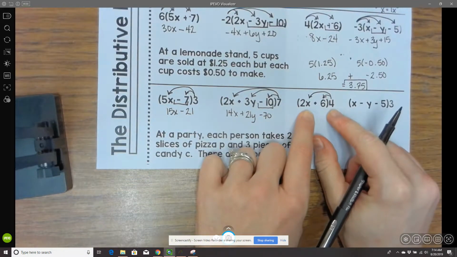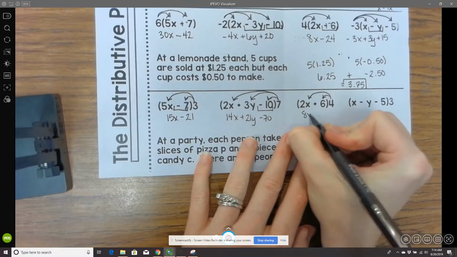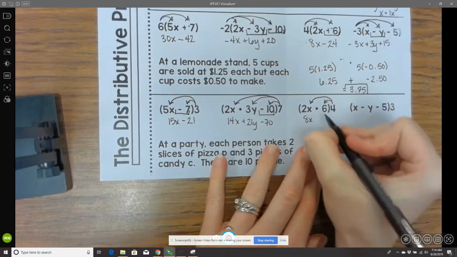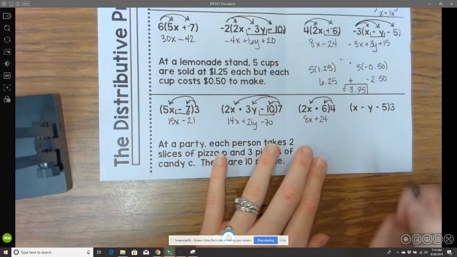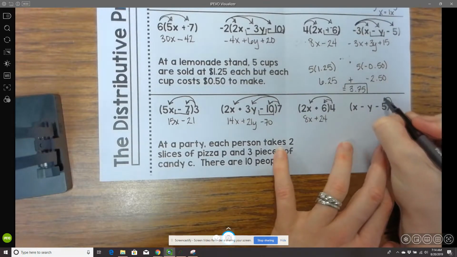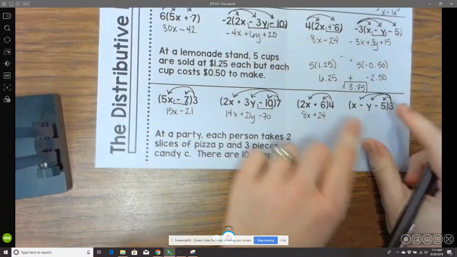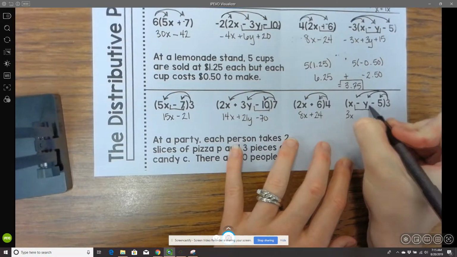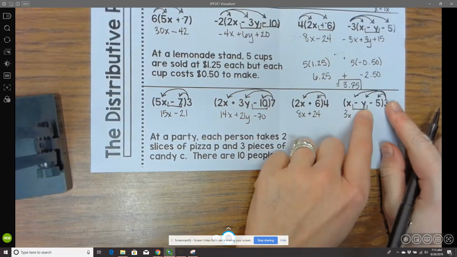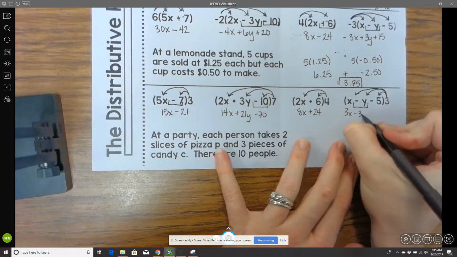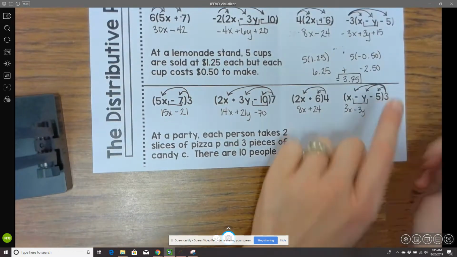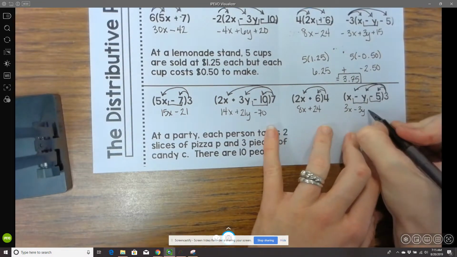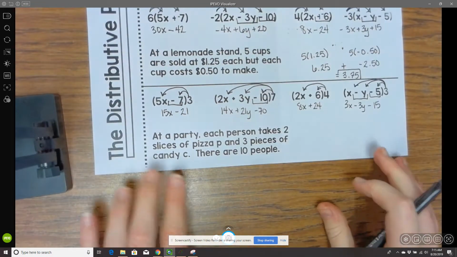So same thing again, 4 times 2x is 8x. 4 times 6 is a +24. And then our last one here. So 3 times x is 3x. 3 times -y is -3y. And then 3 times a -5 is -15.